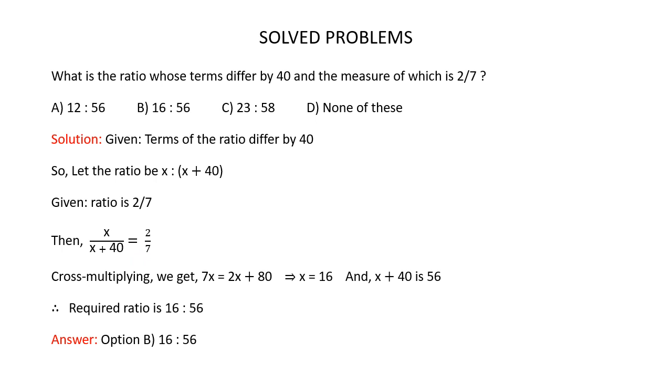On cross multiplying, we get 7x is equal to 2x plus 80. On solving this, we get the value of x as 16. If x is 16, x plus 40 is 56. So the required ratio is 16 is to 56. The correct answer is option B, 16 is to 56.